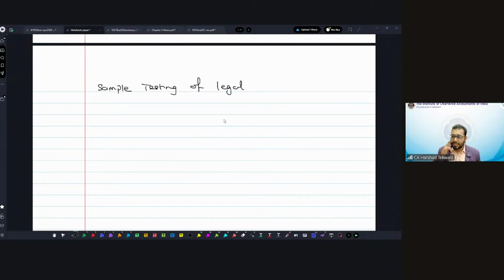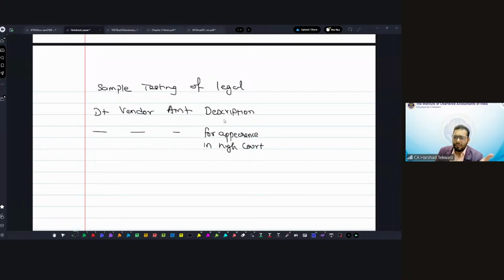you have seen legal invoices, correct? Like invoices. So whenever I test an invoice, let's say date, vendor, amount, okay, we have a description why this invoice is there. We map the sample description, let's say for appearance in High Court. Let's say this is written. I'll go to management and ask what appearance they have, what matter. So I map it with the litigation.